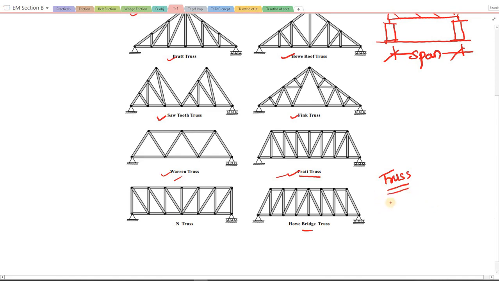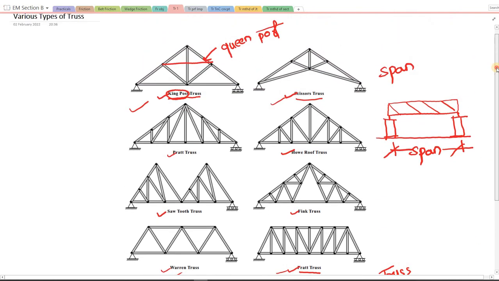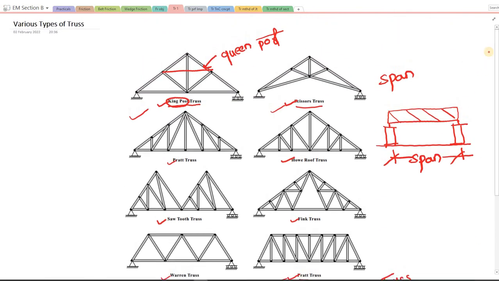In order to identify a truss, it is very simple. You will be seeing a structure like this, involving some members connected, joined together like this. This is how we identify a truss. Now let's see what the various applications are.